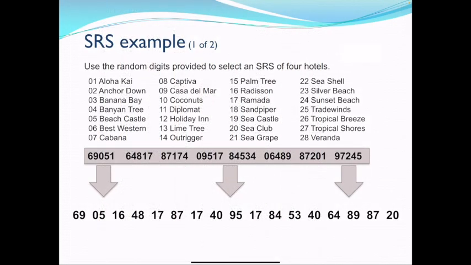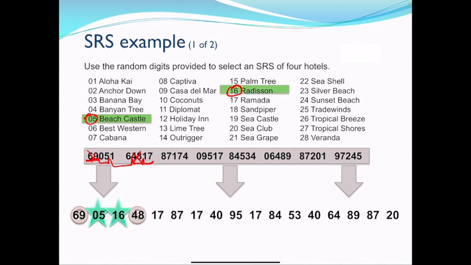So let's use the random digits provided to select a simple random sample of 4 hotels. So I would pick from my random table line 69. Well, that one doesn't work because that doesn't appear. 05, oh, that appears. We have Beach Castle. 16, that's one, Radisson. 48, we ignore that because it doesn't work. 17 works.